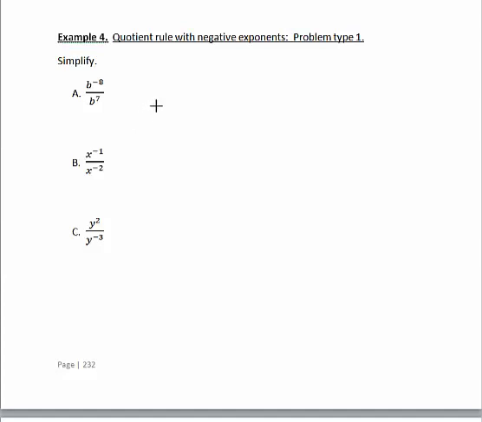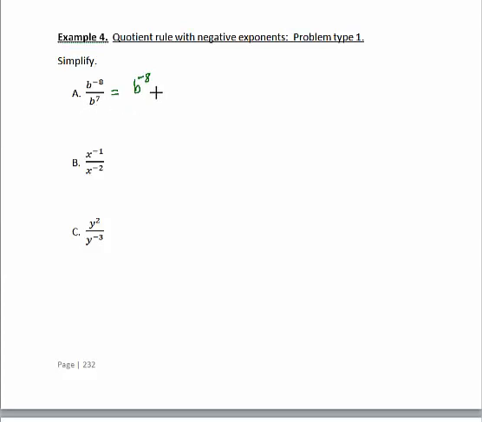Example 4, we apply the quotient rule. Okay, and it doesn't specify whether we want negative exponents or not, and so we could write this two different ways. The first way, we could just say, well, I want my variable to be in the numerator. So in that case, I keep the b with the negative 8 on top.